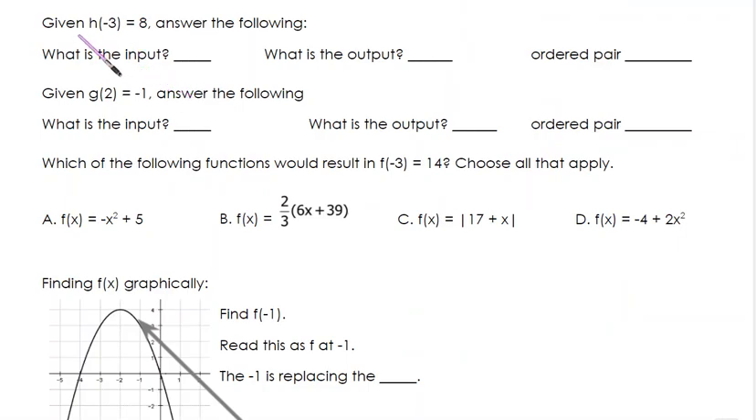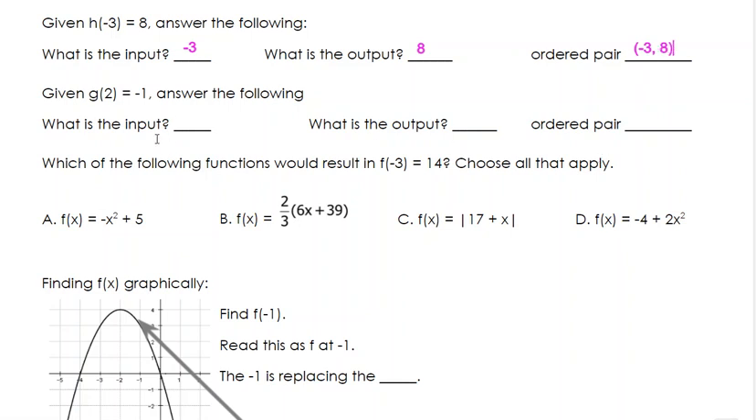All right, so let's look at this. It says, given h of negative 3 equals 8, answer the following. All right, so what is the input? Well, the input is inside the parentheses. So my inside parentheses is negative 3. All right, what is my output? Well, that's the number on the outside of the parentheses. That is 8. All right, so what would that be as an ordered pair? Well, my input is my x, so my x is negative 3. My output is my y. My y is 8, so it'd be negative 3, 8.